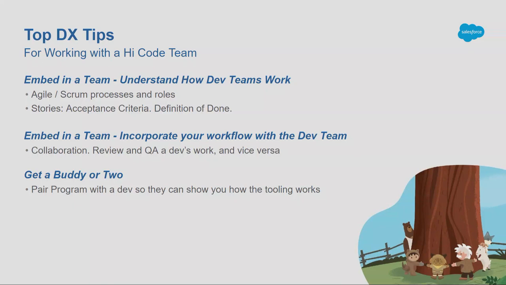So get engaged with the Scrum teams and understand how they work. Understand, like for us, we use Agile Scrum kind of processes. We have stories where we care about acceptance criteria, definition of done. That's not the most important thing. The most important thing is for you to find out how your teams work and get engaged with them.